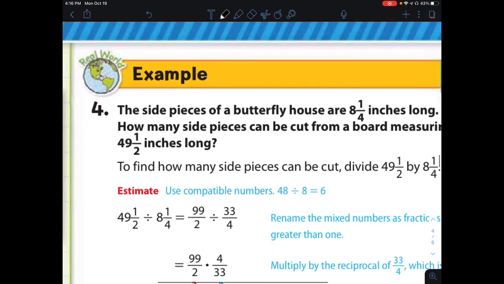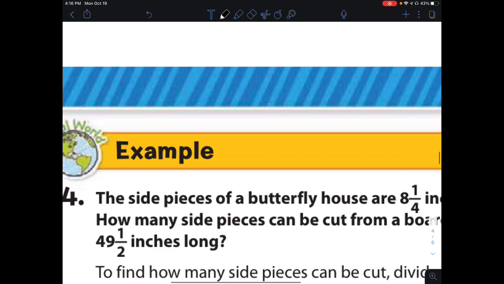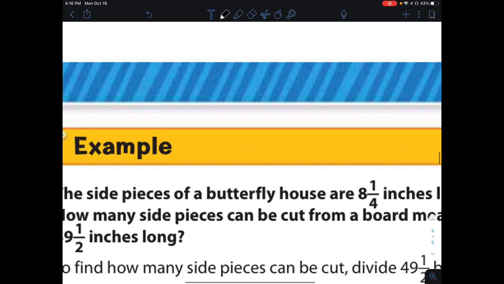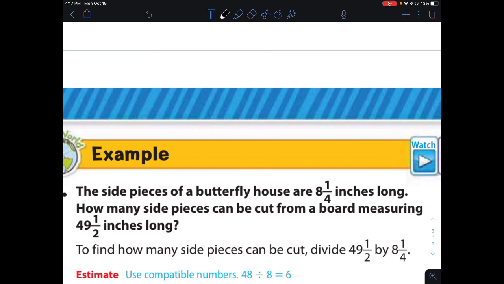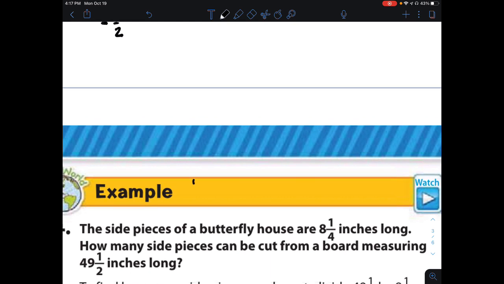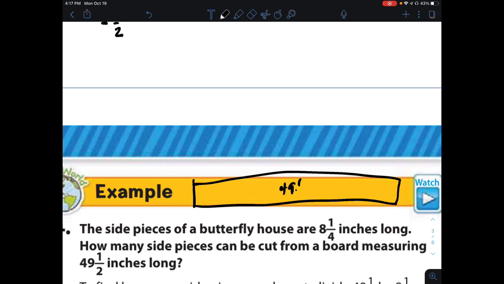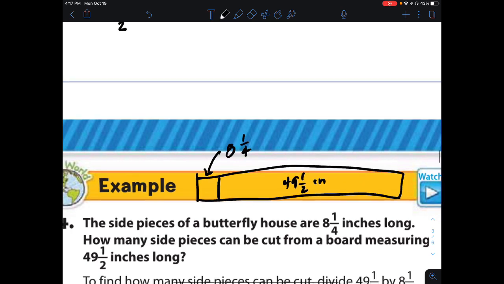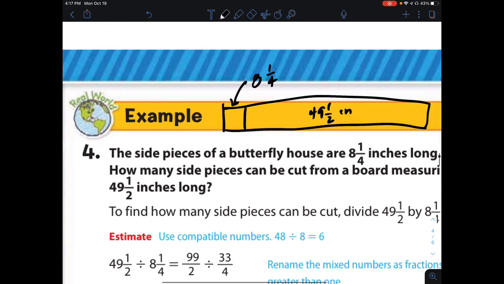Finally, the word problem example right here. The side pieces of a butterfly house are 8 1/4 inches long. How many side pieces can be cut from a board measuring 49.5 inches long? So basically what it's saying, if you have a board that measures 49 1/2 inches long, how many 8 1/4 can you make out of that board? So this is a good example of division of mixed numbers. Now you get 49 1/2, and you divide it by 8 1/4. That's what you see here.